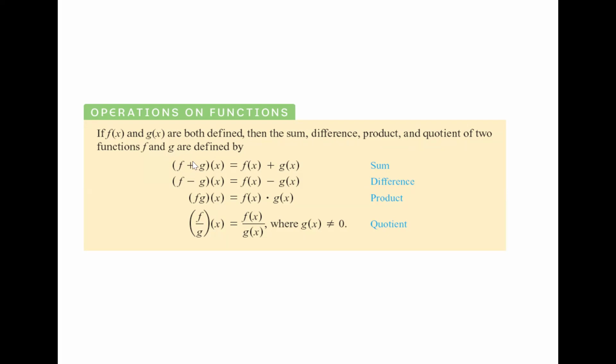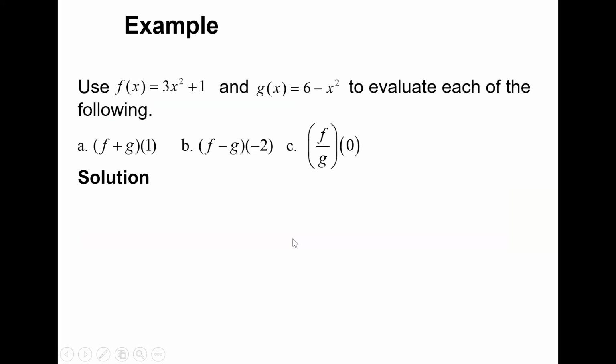So we can take f plus g of x, which is just f of x plus g of x. Of course, that's the sum. f minus g of x is f of x minus g of x. Oops, that's the difference. And we have f times g of x is f of x times g of x. And f divided by g of x is f of x divided by g of x, and here again, g of x cannot equal 0. Okay, so those are the types of operations we can do with functions.